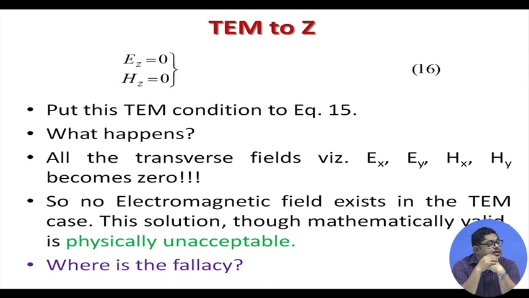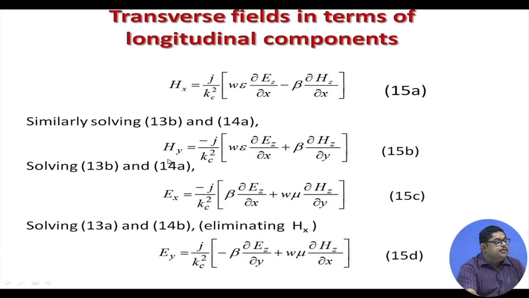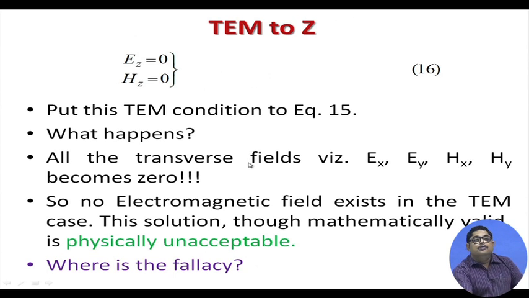Now, for TM to Z, the longitudinal components both go to 0. Put this TM condition into equation 15. So, you see, if we put Ez = 0, Hz = 0, then Hx, Hy, Ex, Ey, what happened? All the transverse fields, that is Ex, Ey, Hx, Hy, become 0. So, that means there cannot be any field. So, no electromagnetic field exists in the TM case.